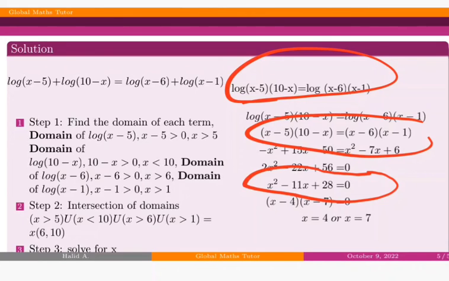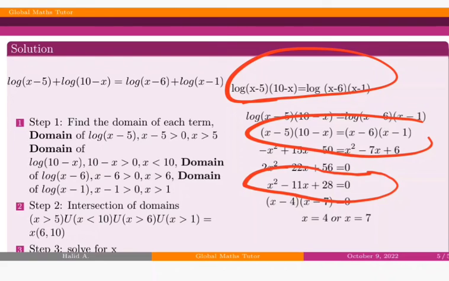the factorization method. We can factor this by finding two numbers whose product is 28 and whose sum is minus 11, which are minus 4 and minus 7. So we can factor these expressions as (x minus 4) times (x minus 7), which is equal to 0, which means x can be 4 or x equal to 7.